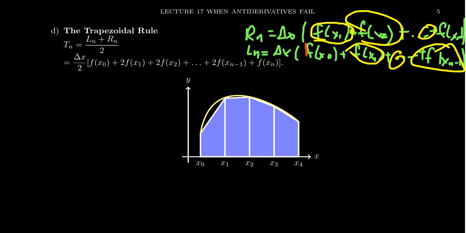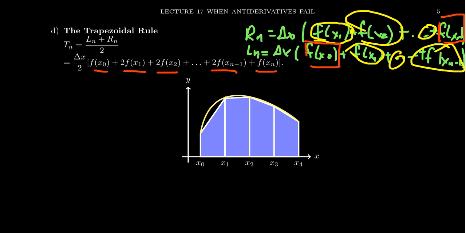f of x0 will show up in the left rule, but it won't show up in the right rule. And f of xn, sorry about the penmanship there, I can't really read it very well, f of xn will also show up only once. And so if you keep track of these things, when you take the average of Ln and Rn, you're going to get one f of x0, two f of x1s, two f of x2s, two f of x3, two f of x4, all the way down to two f of xn minus 1.